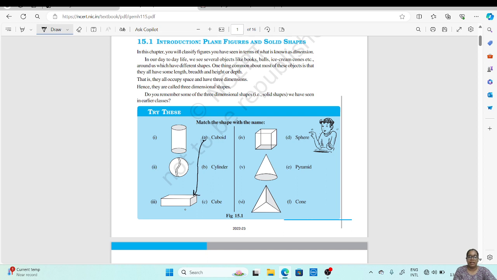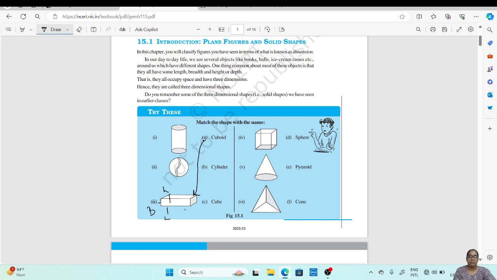This is a rectangle with two sides equal, that is the length. This is the breadth. This is the length. And here there is a height for the figure. So this is a three-dimensional representation of a rectangle. It is called a cuboid.